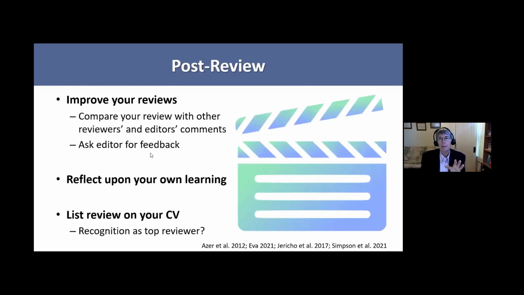The key though is you've done your review. Most journals give you back the review you did as well as the other reviewers' reviews and the decision.